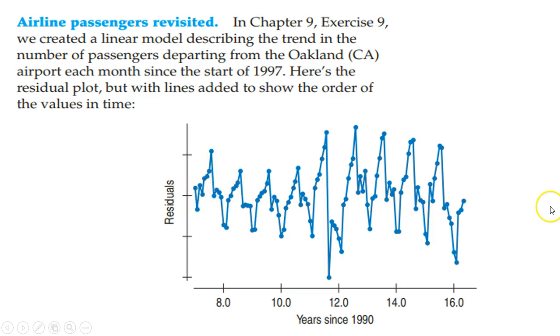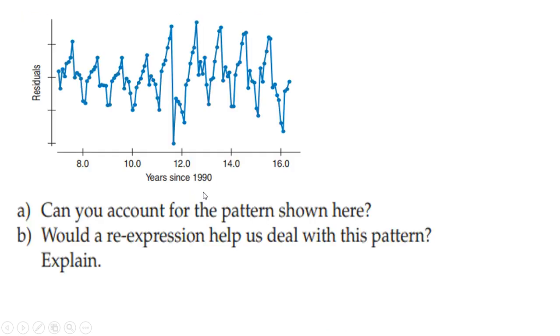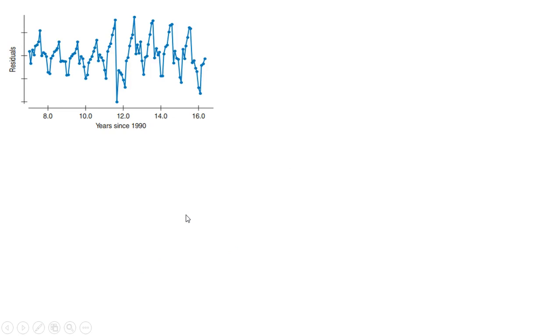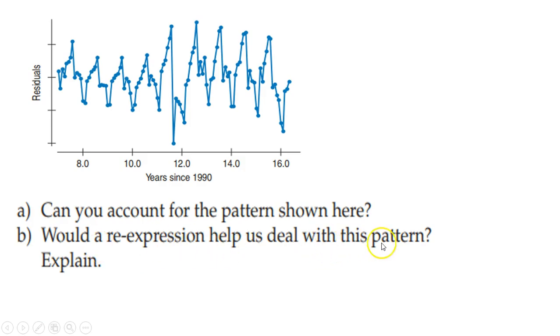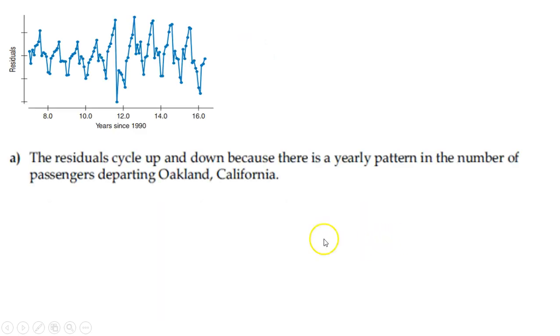Here it would be 0, right? And basically, when you're looking at this, you're trying to see if there is a pattern at all. And it might be harder to see if there is or isn't. But the point is, can you account for the pattern shown here? And then would a re-expression help us deal with this pattern? So basically, this is the other part of the problems. Notice the wording of the question, right?